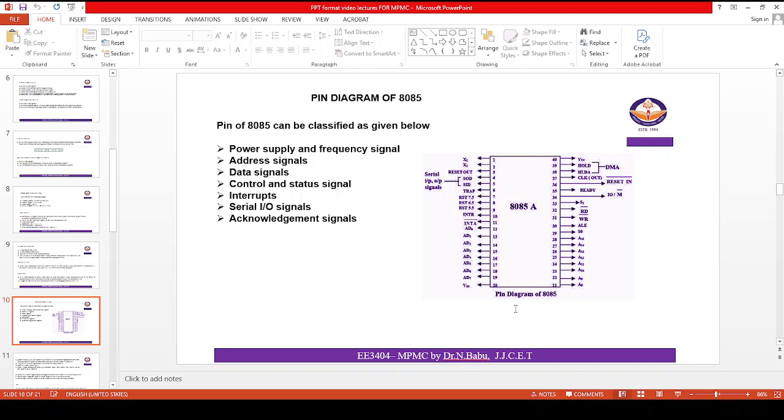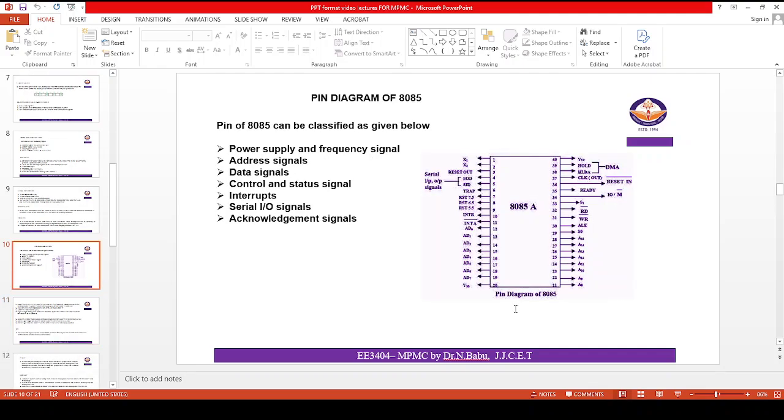Then we will see the pin details of the 8085 microprocessor. The 8085 microprocessor is an 8-bit processor. It is a 40-pin IC. It requires a +5 volt power supply. Then it requires a 3 MHz frequency. Here 40 pins are there, and we will explain them one by one.